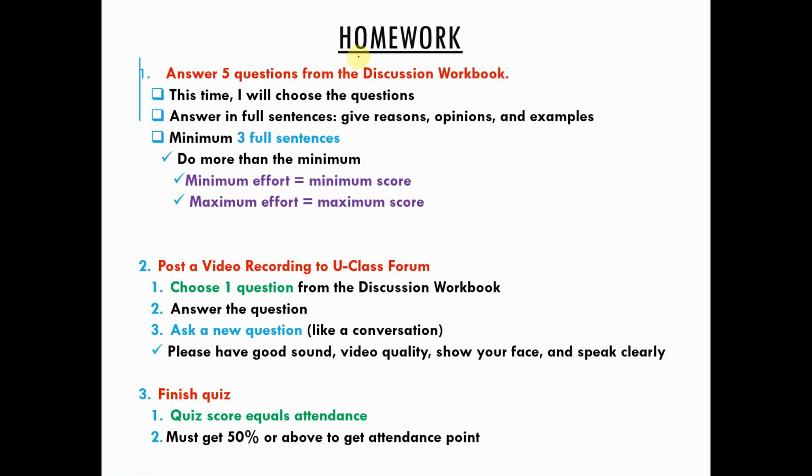All right, and then your homework, like we talked about before, you've got to answer 5 questions from the discussion workbook. This time I will choose the questions, so you don't have to worry about that. And remember to answer in full sentences, give reasons, opinions, and examples. Minimum of 3 full sentences, right? That is the minimum. So I expect more. Minimum effort equals minimum score. Maximum effort equals maximum score, and we want the maximum score, so please try.